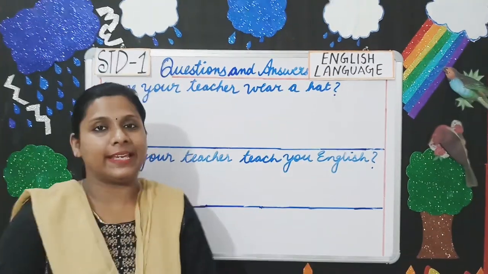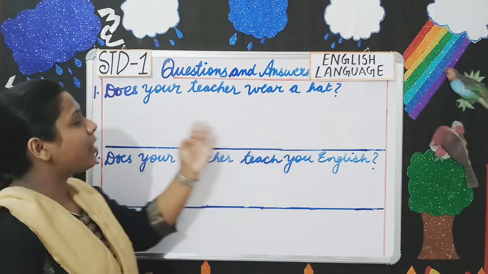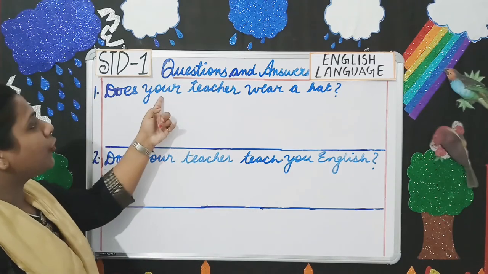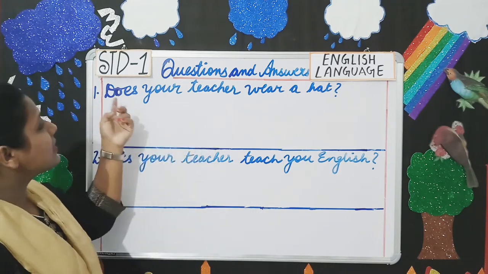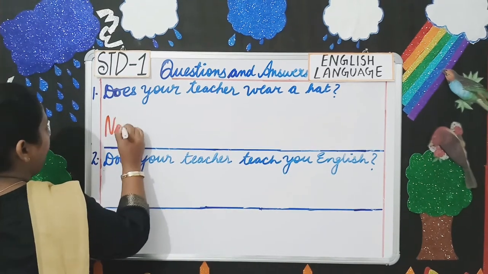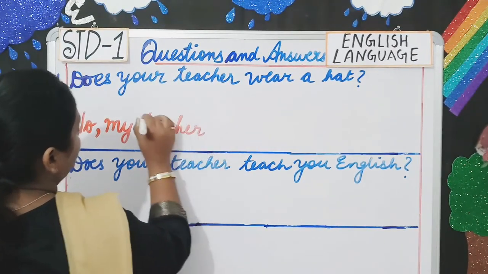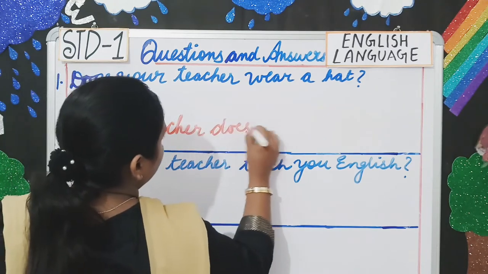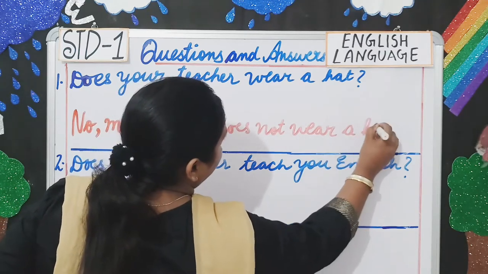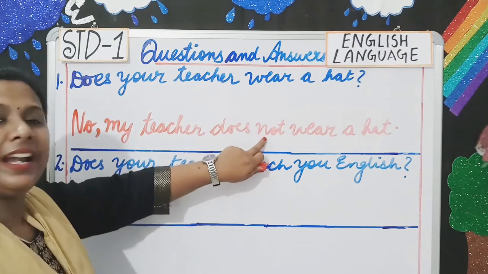The next question is, does your teacher wear a hat? No. So you will write, no, your becomes my. My teacher does not wear a hat. Whenever you are writing your answer with no, you have to add not.